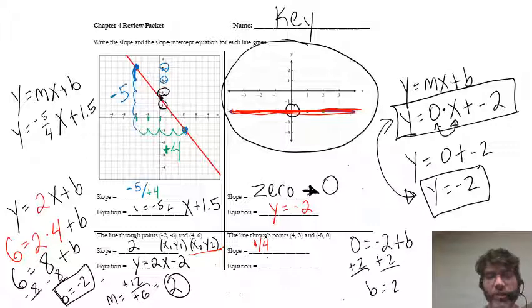All right, so now we have a slope of a quarter, and we have a y-intercept b of 2. So you put that into the equation. Y equals 1/4 x plus 2. Okay, so that's this page.